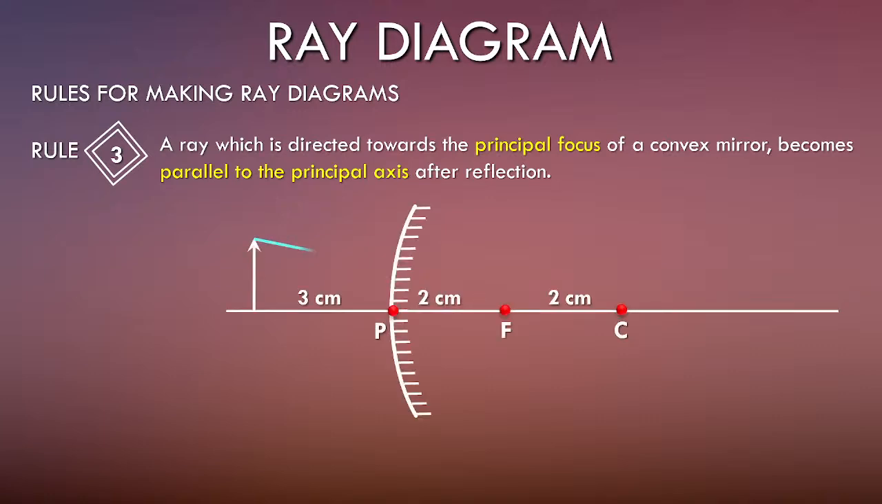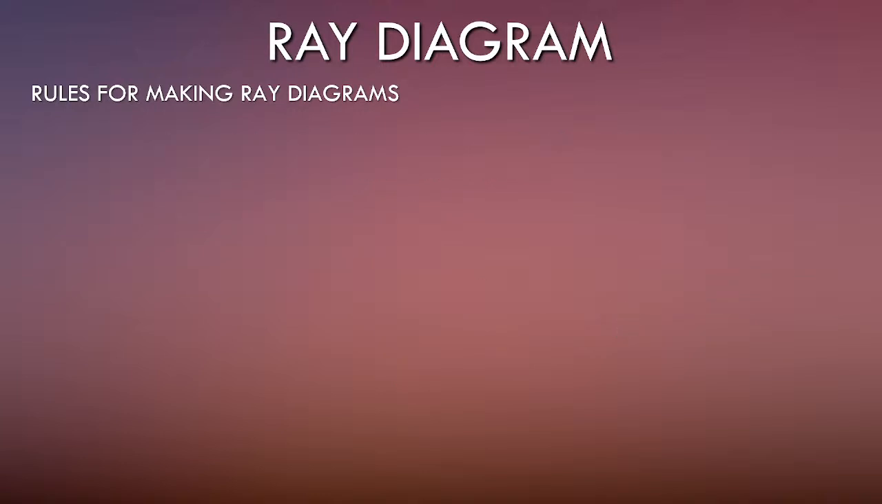So imagine this is the object now, okay, which is directed towards the principal focus. It will be parallel to the principal axis. So look at this. ये ऐसा parallel आपको draw करना है, ठीक है? So the reflected light will be parallel like this.